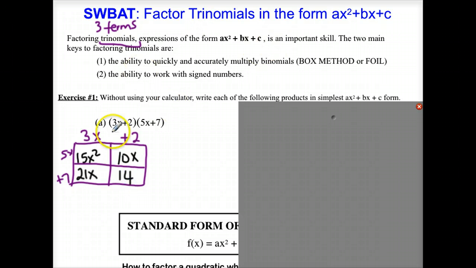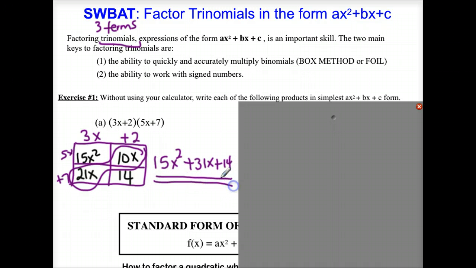So now that I have this, I need to combine my like terms, my x's here, and then I'm going to have 15x squared, 10x plus 21x is 31x plus 14, and that's my final answer. So pause the video and try the second one on your own. Did you really remember how to do the box method?